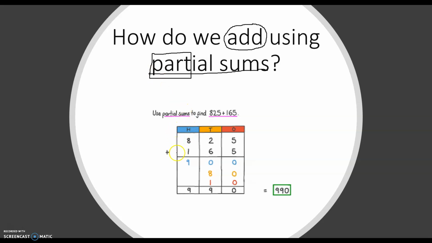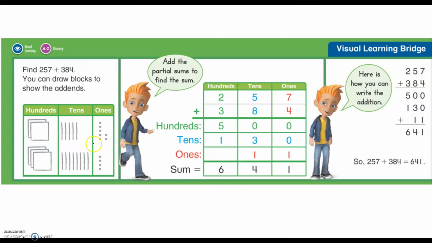If you look down here, you can see that the parts of the sums that you're finding are first the hundreds, then the tens, and then the ones. Let's look at 257 plus 384. You've learned how to draw hundreds blocks, tens blocks, and ones blocks to add. Now let's see if we can do it using partial sums.